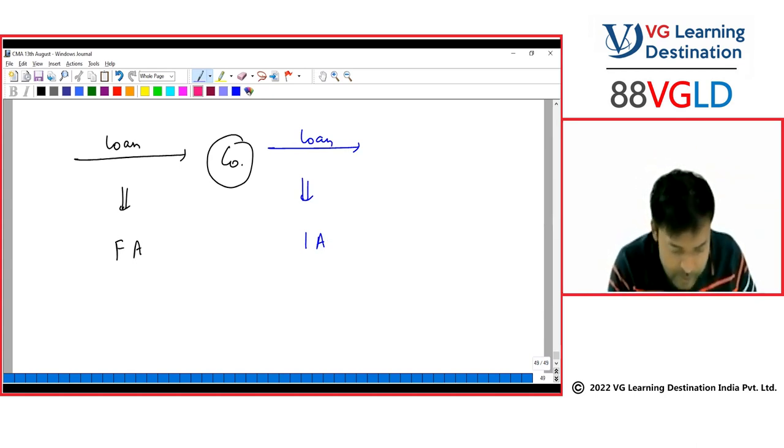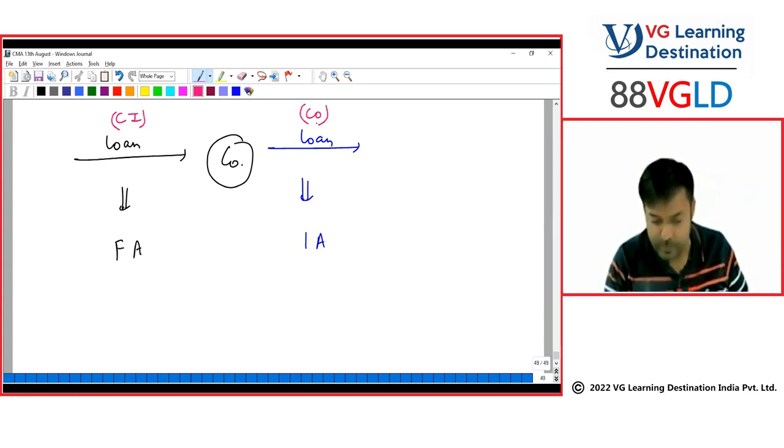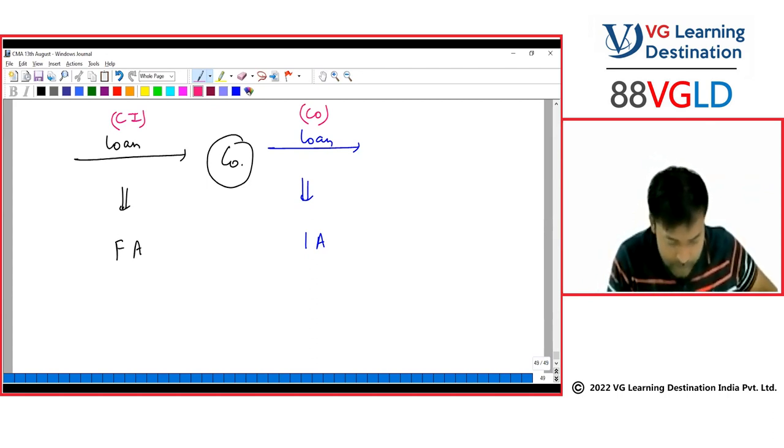This is cash inflow. This is cash outflow. The difference is clear, everyone. This is your liability. This is your asset.